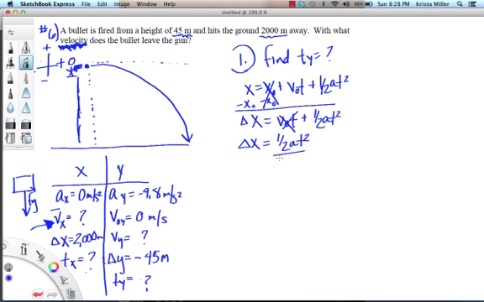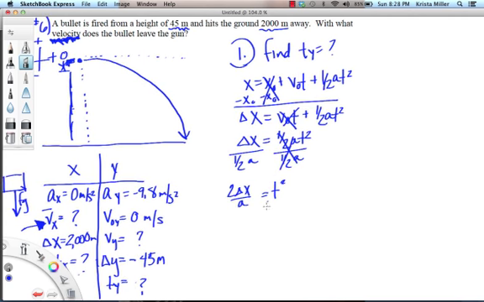So since I'm solving for t, I'm going to divide by 1/2 a on both sides. Dividing by a half is the same as multiplying by its reciprocal. The reciprocal of 1/2 is 2, so 2 delta x over a equals t squared, because the 1/2 a is canceled, and since it's a squared, I'm going to take the square root. For the record, that seemed to be a mistake that kept coming back to bite people. Make sure you don't forget to take the square root.